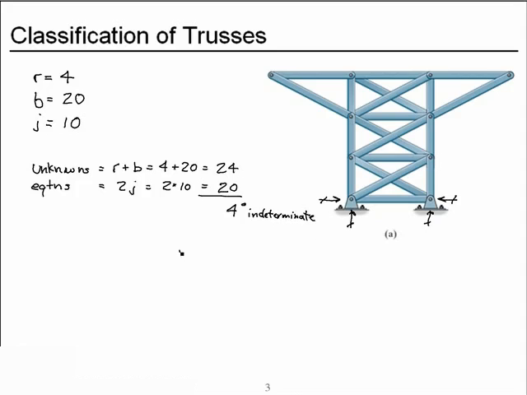Now we still need to check internal stability. Every shape in this truss is a triangle. Therefore, it's internally stable. And our assessment of 4th degree indeterminate stands.